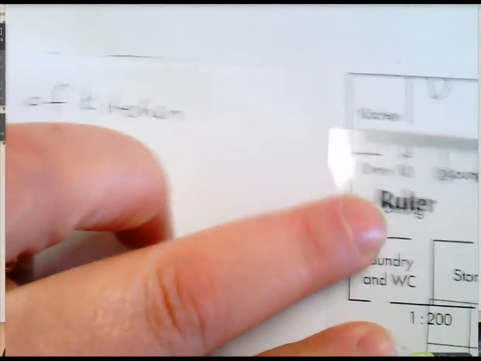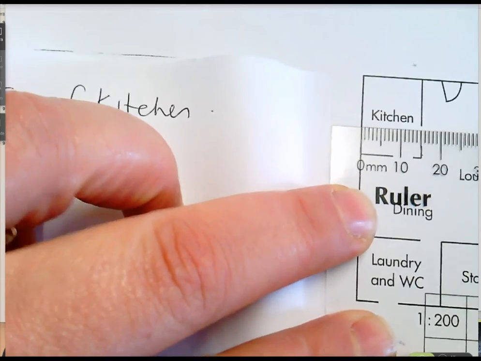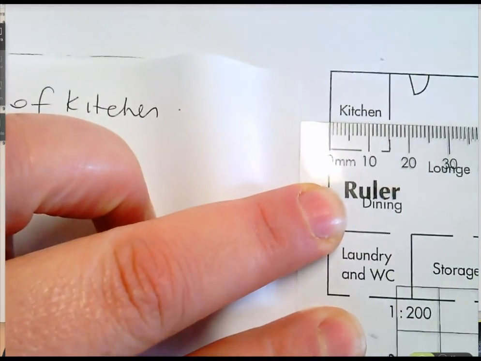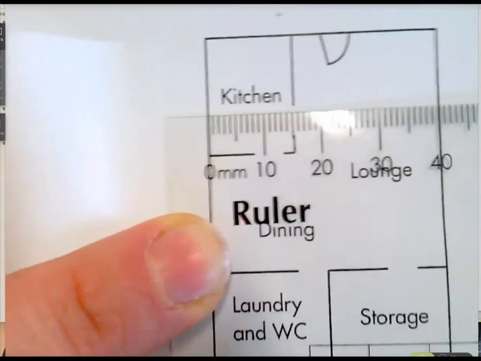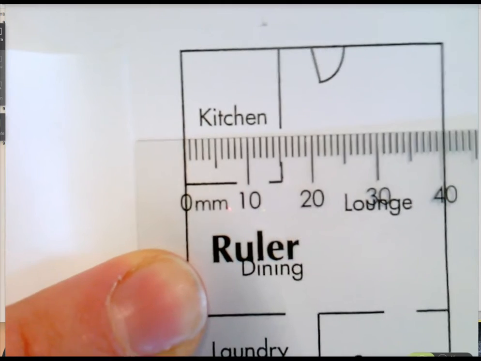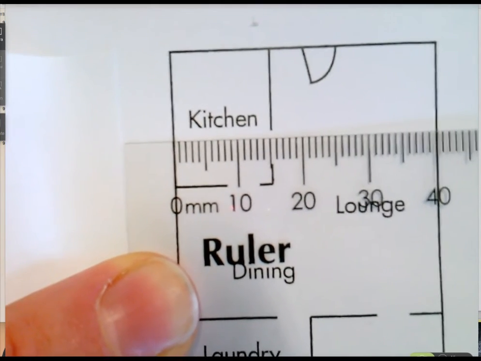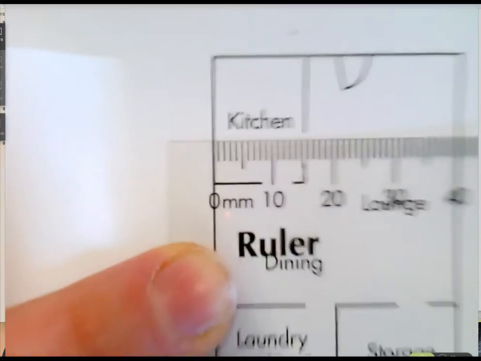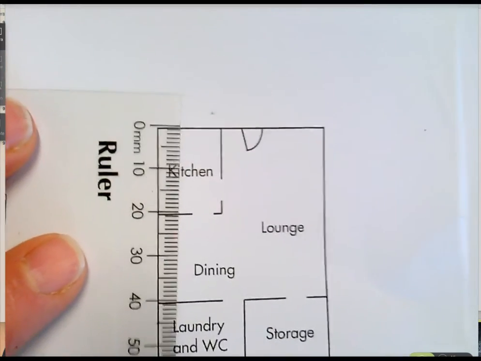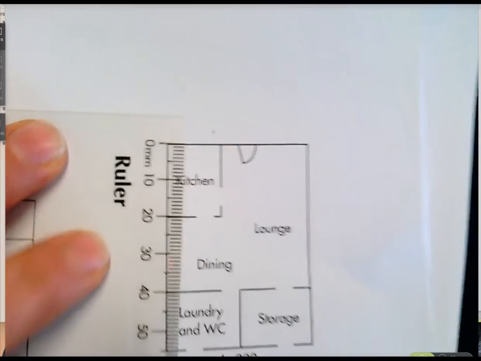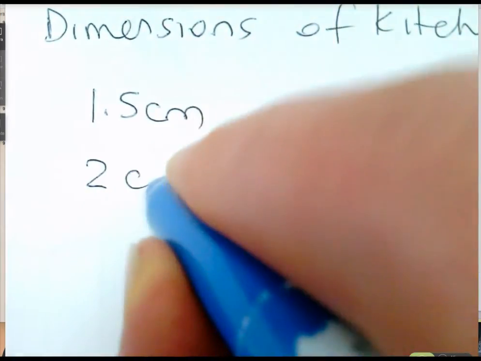I'm measuring the kitchen. Can you see, girls? In centimetres, what is it? Is your ruler there? Girls, it's exactly between 1 and 2. It's 1.5 centimetres. And let's just do all our measuring now. What's the other distance? 2. So the dimensions of the kitchen: we've got 1.5 centimetres and we've got 2 centimetres.